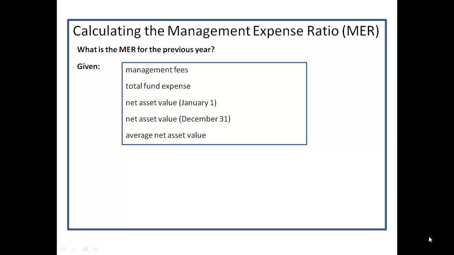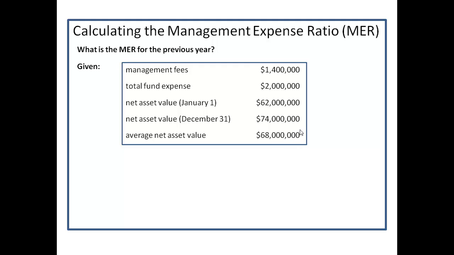So in going through the exam question, we isolate what information is given, and we find that it basically is giving you these different pieces of information. Let's just fill in the numbers that might be in the case. Let's say for a management fee we have $1.4 million and the total fund expense of $2 million. On January the 1st the fund had a net asset value of $62 million. At the end of the year, December 31st, that same fund had a net asset value of $74 million. And overall throughout the year, the average net asset value was $68 million.